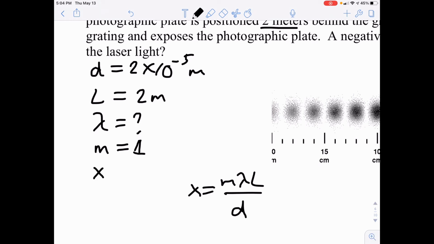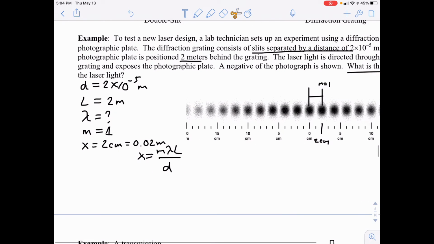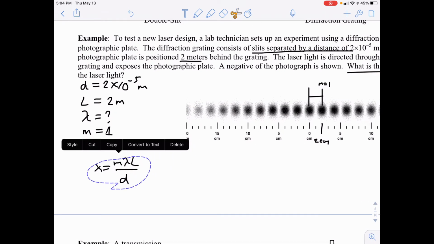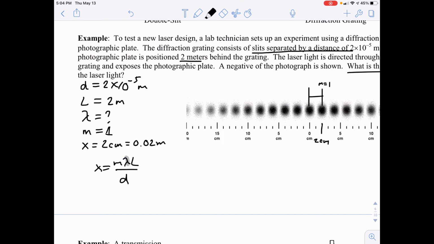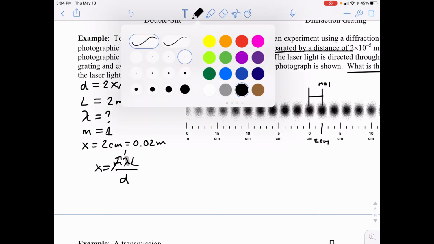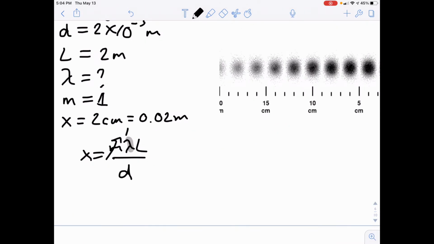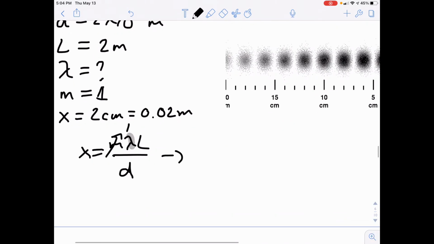So x would be 2 centimeters, which if you convert it to meters, because everything else is in meters, would be 0.02 meters. I should probably write it like that. Now we want to solve this equation for lambda, and again, we're letting m equal 1. So to solve for lambda, we need to multiply by d and divide by L. So lambda is equal to d times x divided by L.